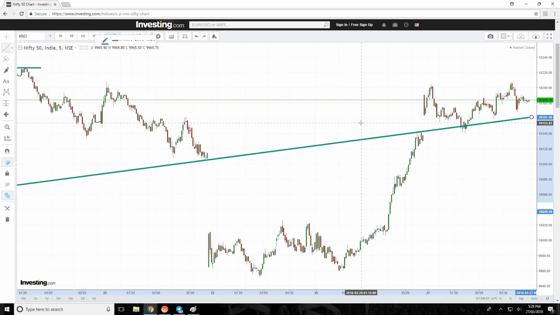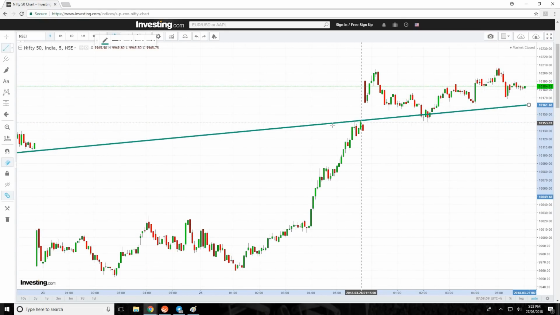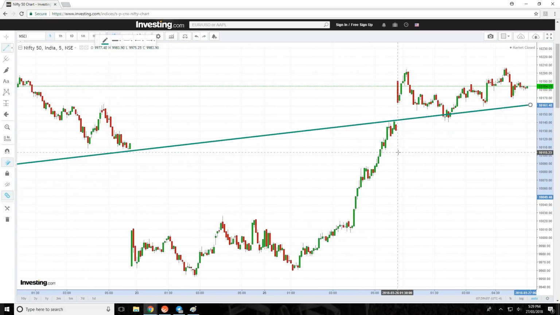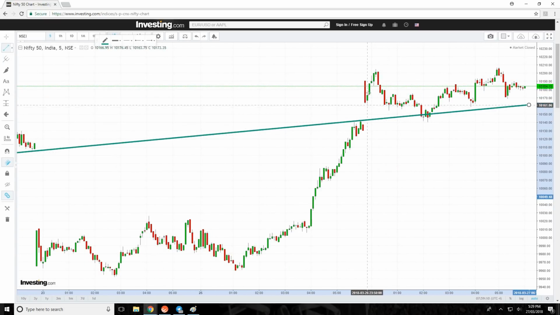So let's zoom in. I hope all of you have understood how I've drawn this line. If not, you can go back and see why I selected these points. So Nifty gaps up, but it's not able to sustain at these levels, and so it starts to come down.